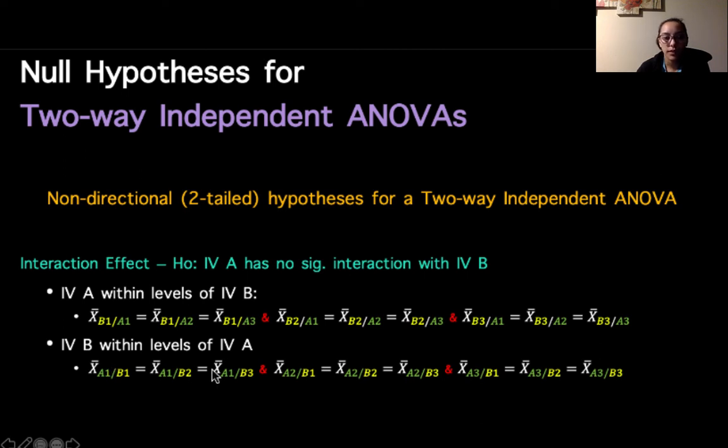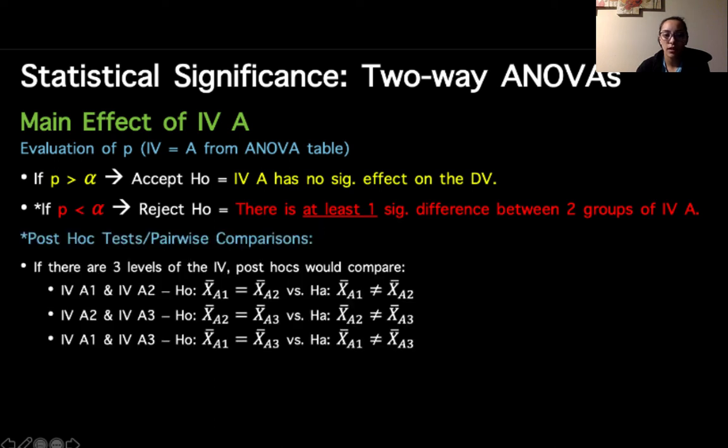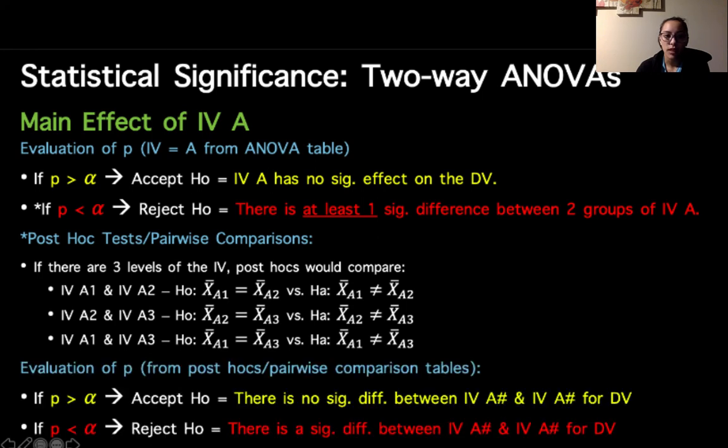So when we interpret these, it's the same thing. You do a stepwise process, figure out what the main effect of independent variable A is, determine if it's significant or not. If you have a significant effect of that independent variable, or when we get p less than 0.05, then you have to run your pairwise comparisons. And if you have significant pairwise comparisons, those are your significant pairs. Okay.